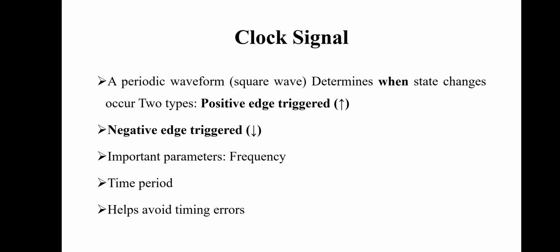The clock signal is a very important part. It is a periodic square waveform that decides when the circuit changes state. There are two types: positive edge triggering and negative edge triggering. Important parameters include frequency and time period. Using a clock helps avoid timing errors and ensures proper operation.